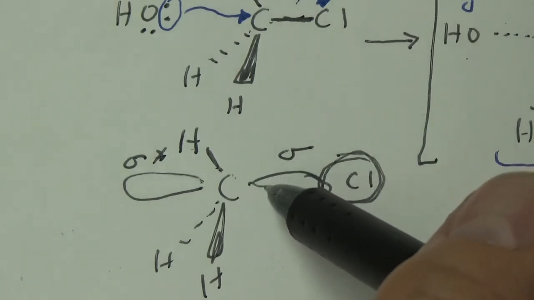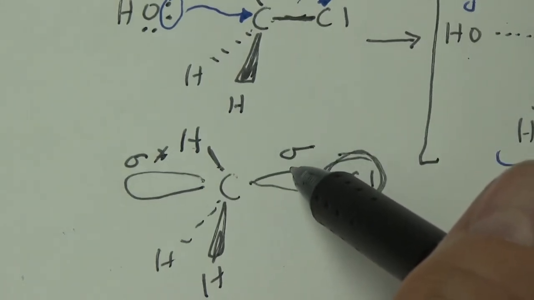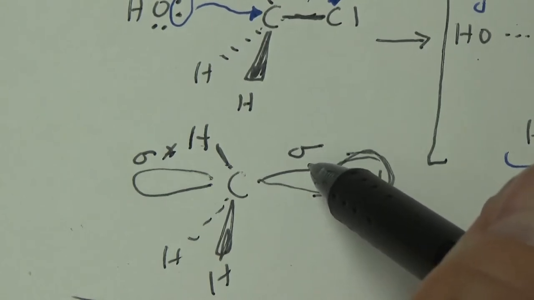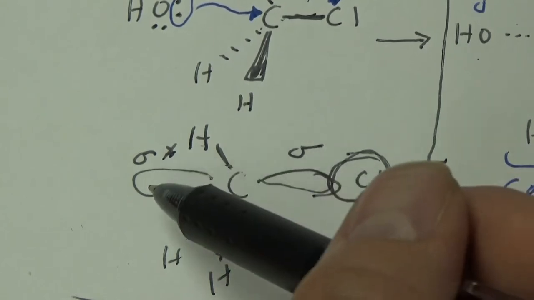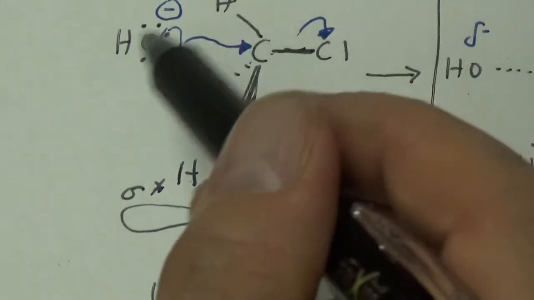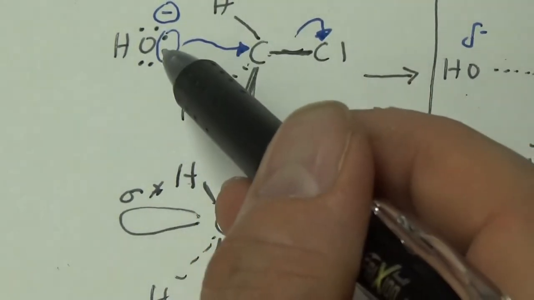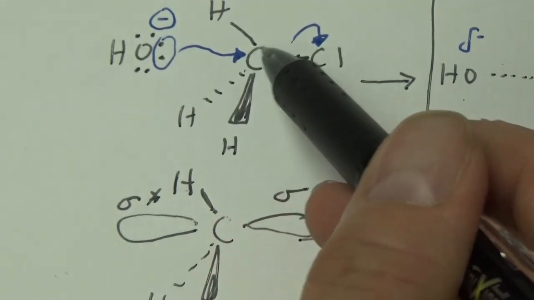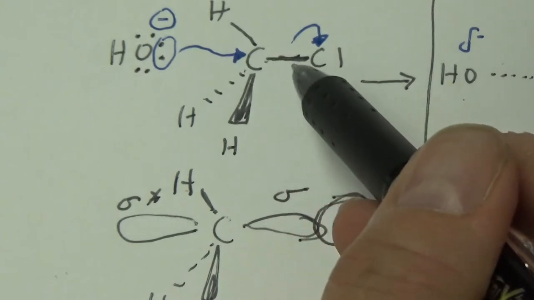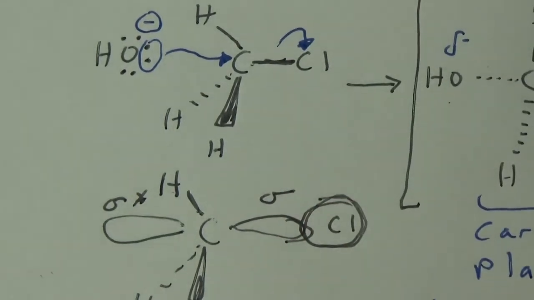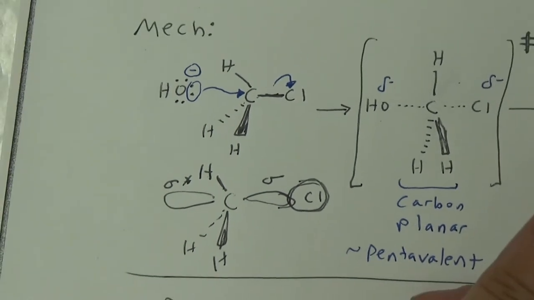In terms of molecular orbital theory, you have a full sigma orbital and an empty sigma star orbital. This is how it actually accomplishes the bond breaking. When these electrons go into the antibonding orbital of the chloride, guess what happens to the chloride? The bond breaks and it goes away. Okay, that's basic molecular orbital theory of this reaction.